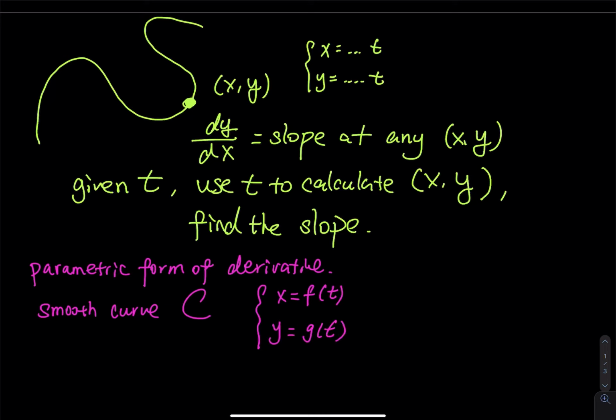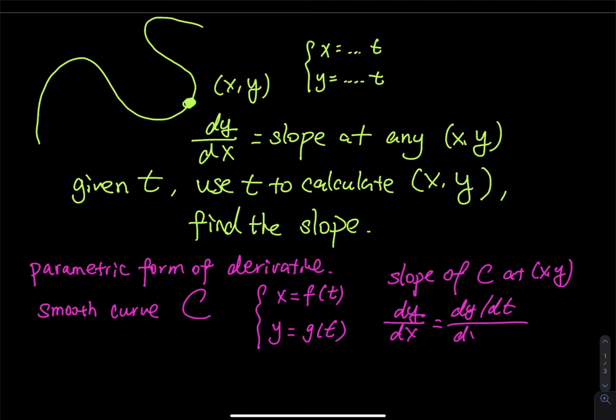And then the slope of C at a specific point, at any point, is dy dx equals dy divided by dt over dx divided by dt. Since there is a denominator, you have to specify that dx dt can never be equal to 0, because 0 cannot be a divisor. So this is finding the slope.